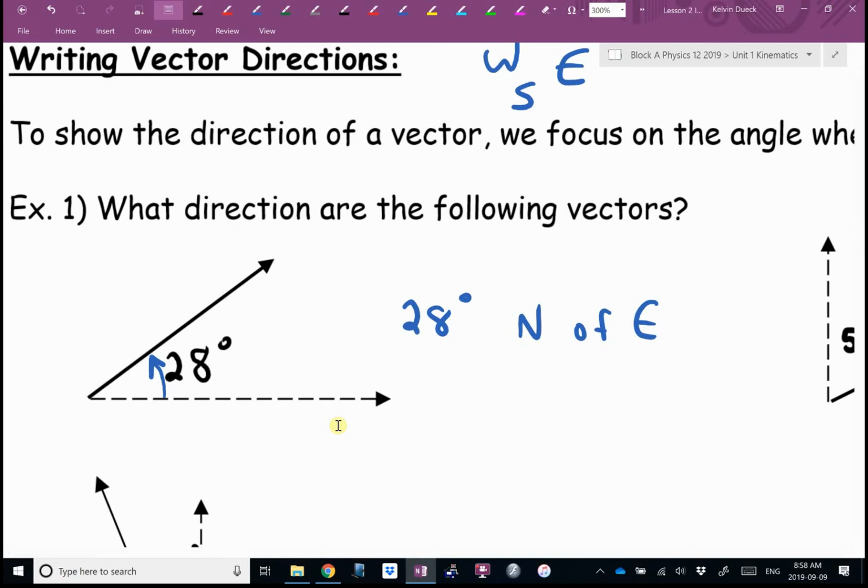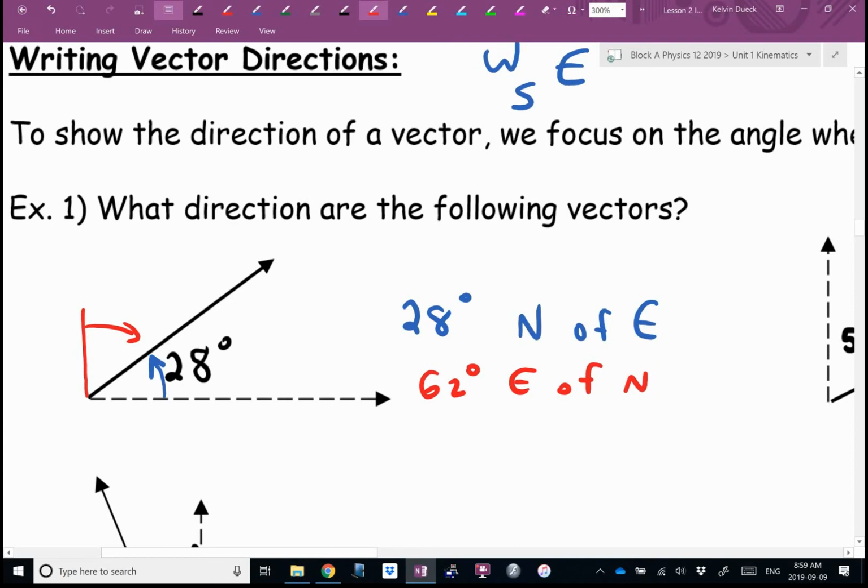If I go to this first one, how big is this angle right there? Well, what do both the red angle and the 28 add to? 90. So this is 62. And so someone else, instead of saying 28 degrees north of east, they might have said 62 degrees east of north. Both of those answers I would mark correct.